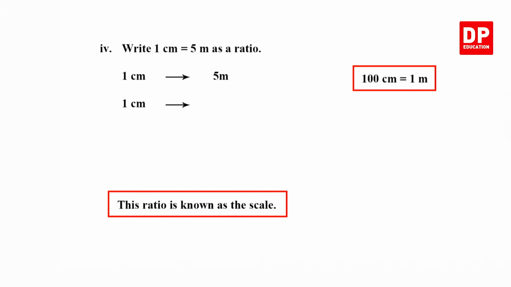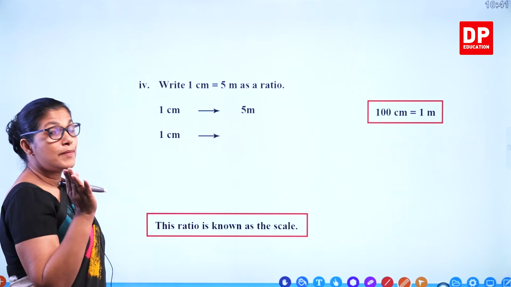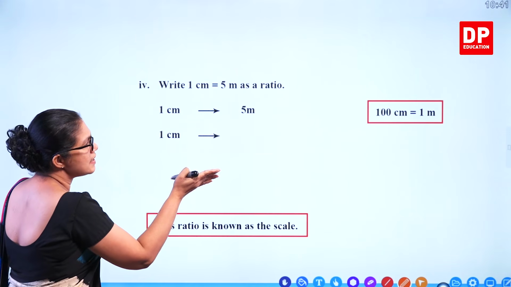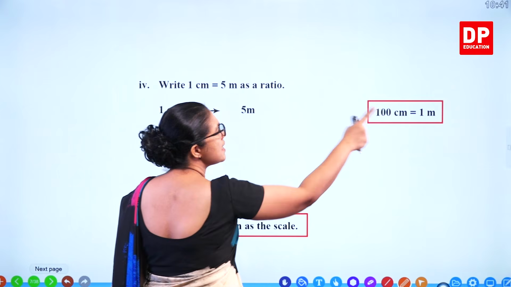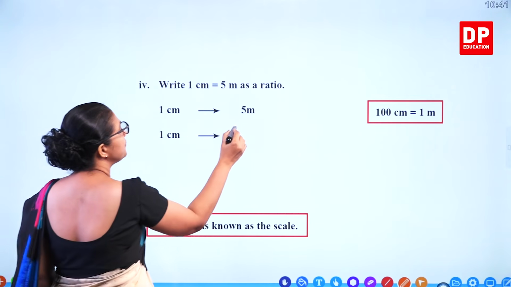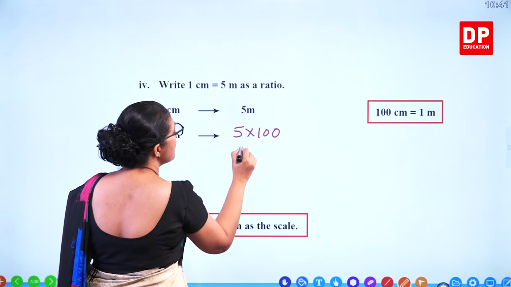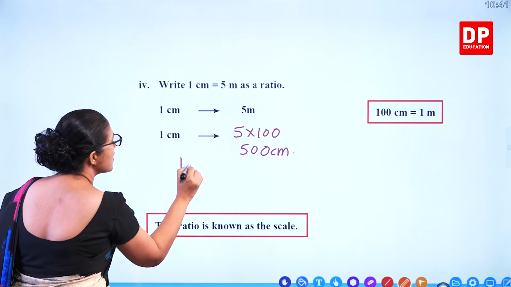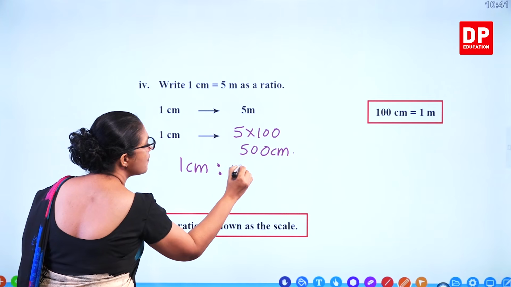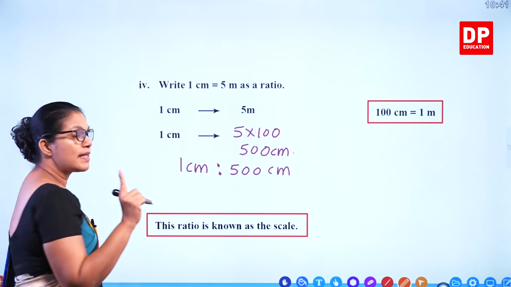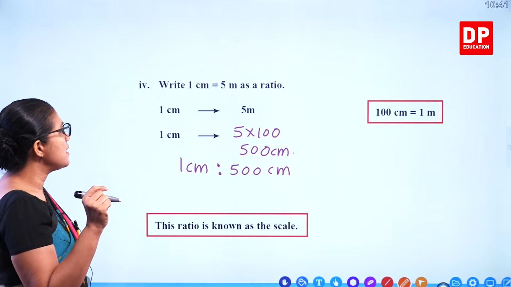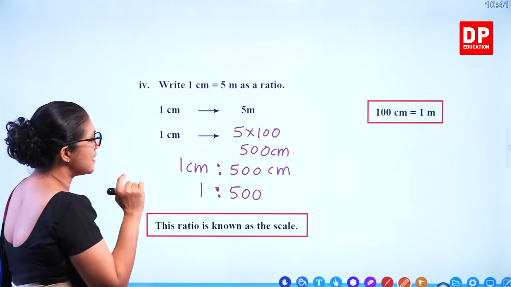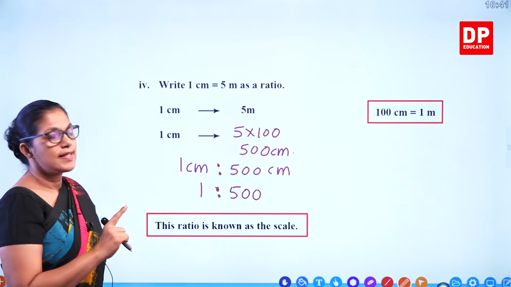Write 1 centimeter, 5 meters as a ratio now. Same scale we'll take as a ratio. So 1 centimeter, 5 meters. Now we'll convert to centimeters. What's the conversion? 100 centimeters is 1 meter. Multiply by 100. So you get 500 centimeters. When we are writing it as a ratio, we can write 1 centimeter to 500 centimeters. Both units are the same, so you don't have to write units in a ratio. So you can write 1 to 500. That's the scale for this scale drawing.